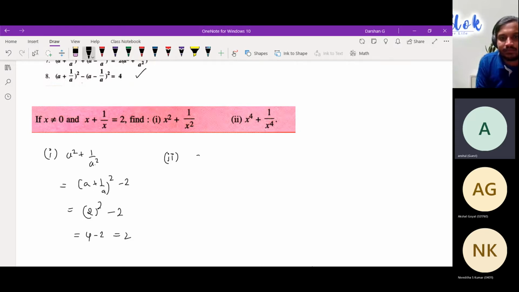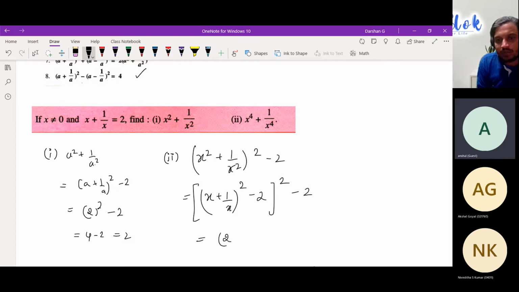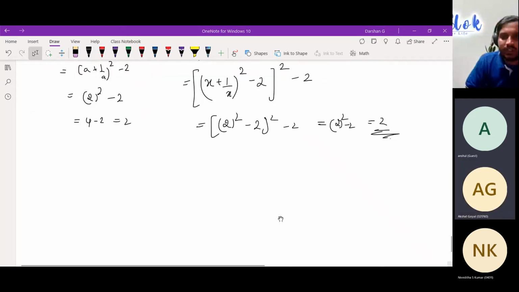Okay, Anshul, what's the answer? Sir, is it 2? Okay, so this is in the same format, but you have to do it 2 times. So you got the answer as 2. What about Akshat? Yes, sir, even I got 2. Just see if what I'm doing is right. If I'm wrong, let me know. 4 minus 2 to the whole square minus 2. Answer is 2. Is it right? Yes, sir.